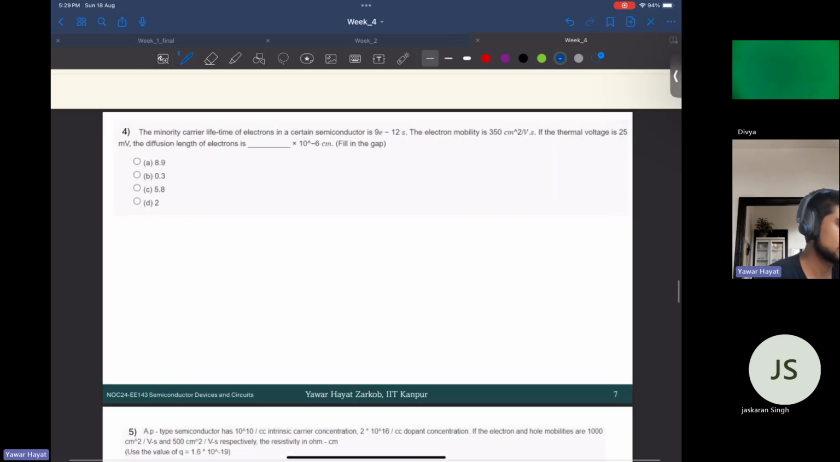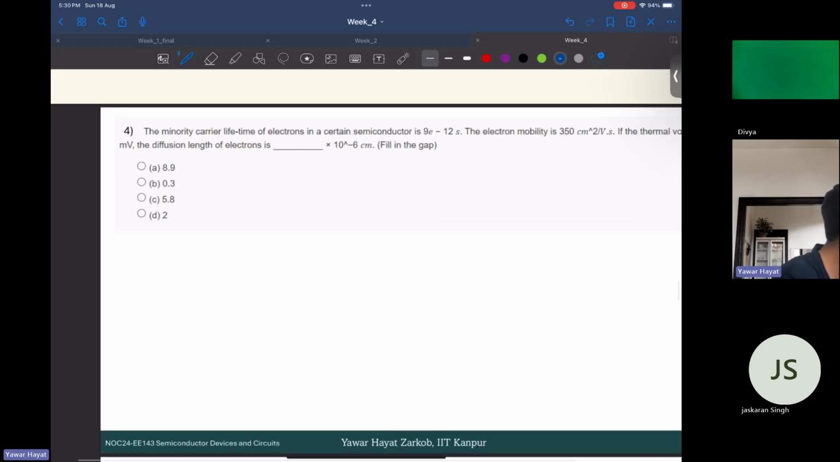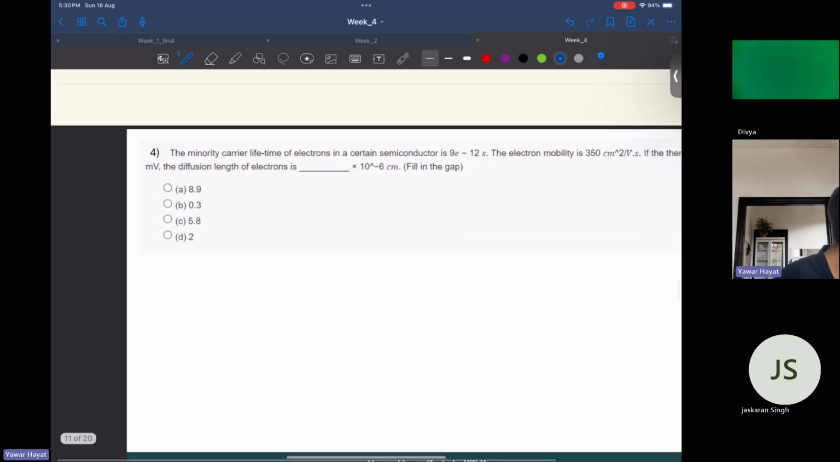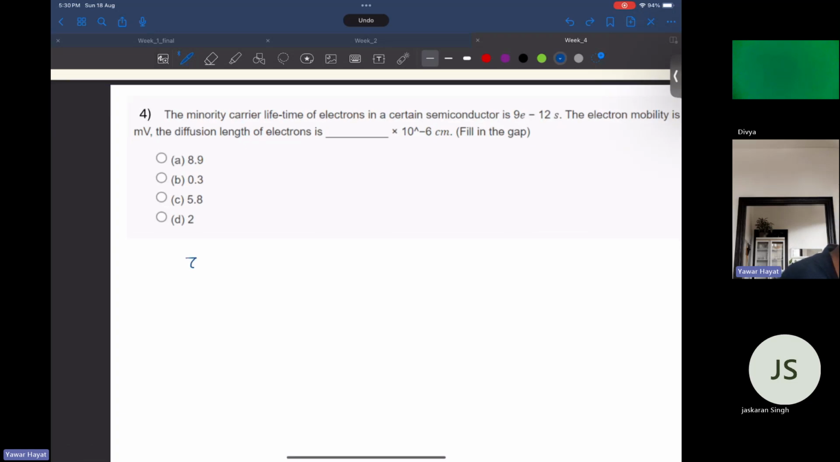Now fourth one: the minority carrier lifetime of electrons in a certain semiconductor is 9 into 10 to the power minus 12 seconds. The electron mobility is 350 centimeter square per volt second. Now, if the thermal voltage is 25 millivolt, the diffusion length of the electrons is dash. I'll start the solution. So the solution for this is as follows.